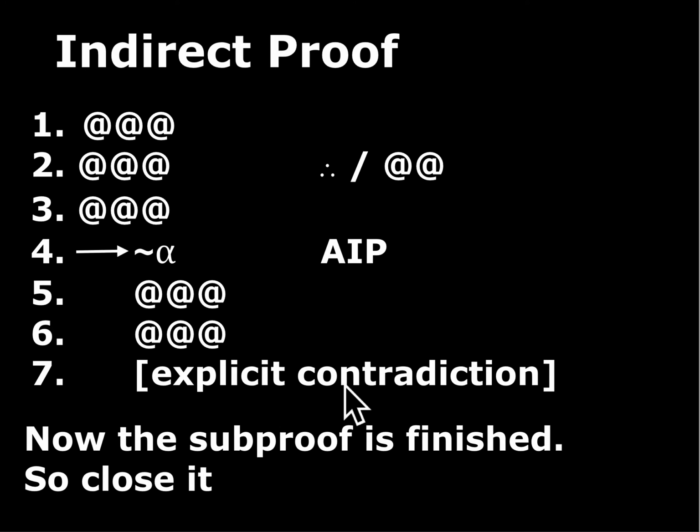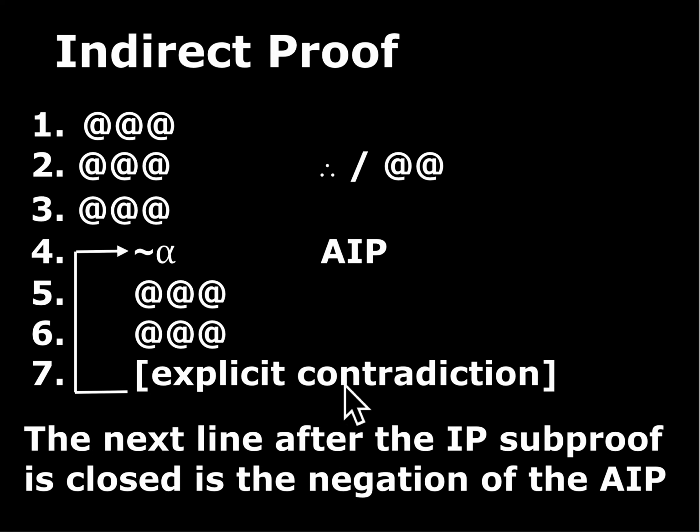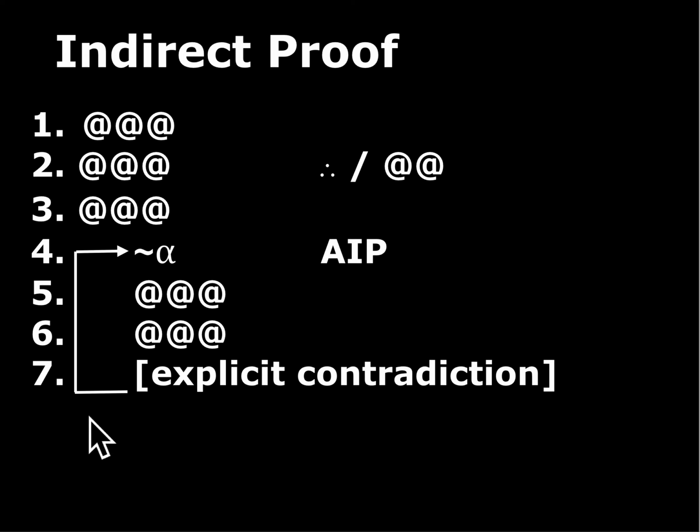Once I've done that, I close the subproof. The subproof is finished, so I draw my little line up to the top arrow, just like with conditional proof. And the next line after I close an indirect proof subproof has to be the negation of my assumption. Here my assumption was not A, so the next line will be alpha.